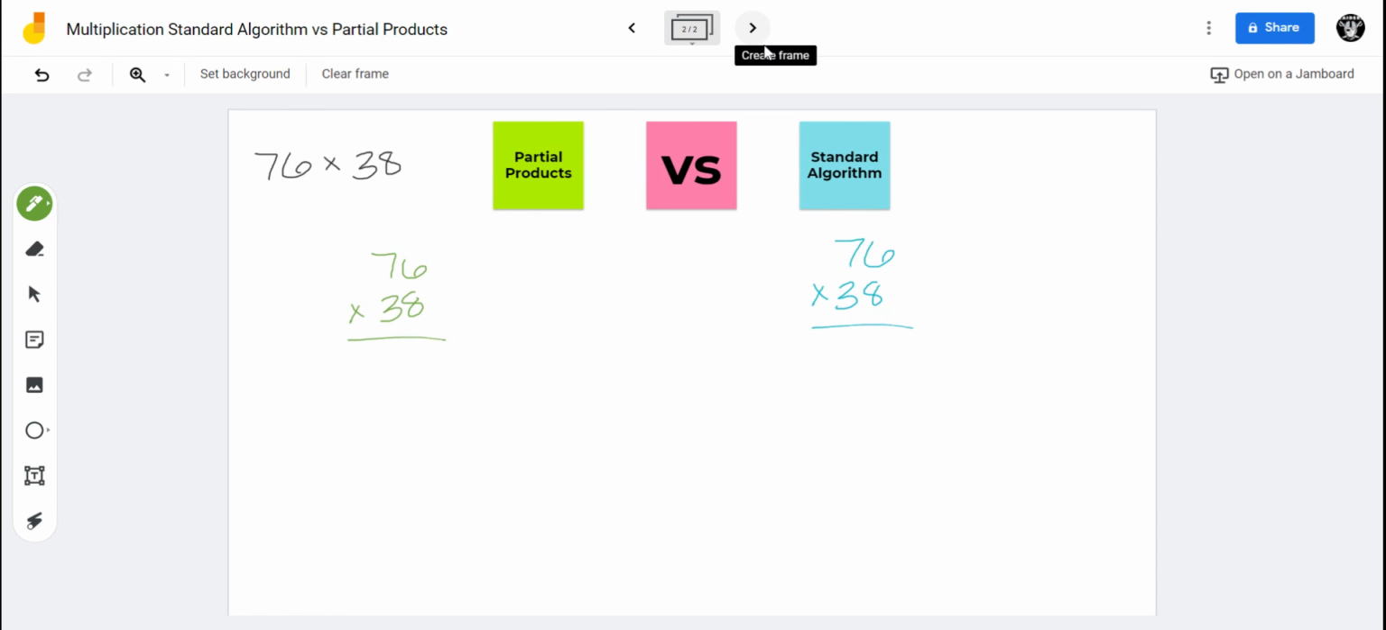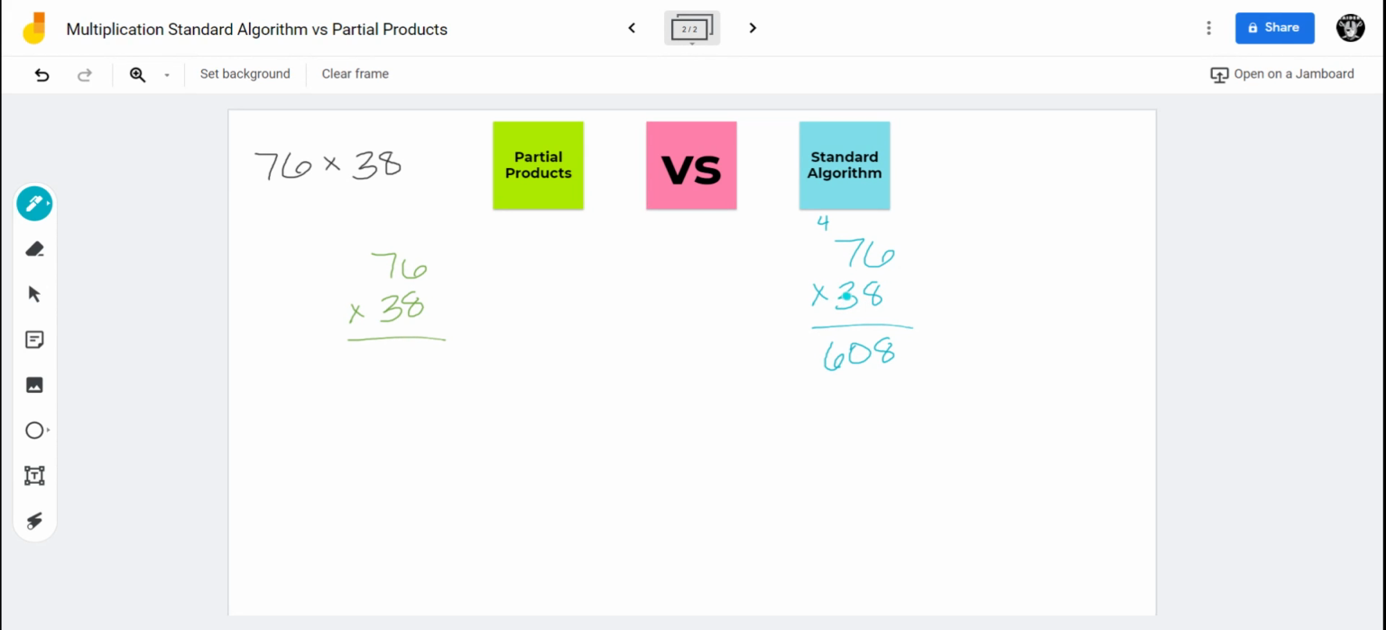All right, let's try one more example of each. So this time we will start again with the standard algorithm. We will start here with 8 times 6. 8 times 6 is 48, and we're going to carry the 4. And then we can say 8 times 7, which is 56, plus 4 is 60. All right, so now we're done with our 8, right? The 8 is in the ones column, so we're done with that. And we can move on to the tens column.